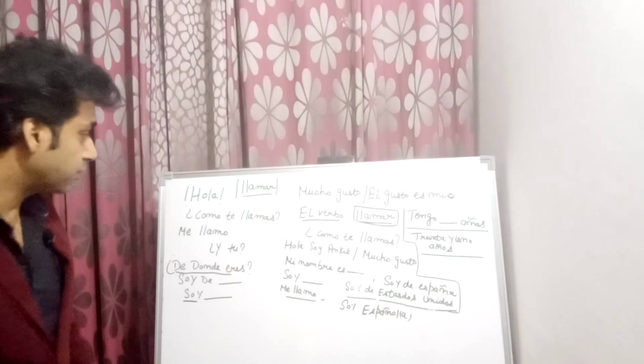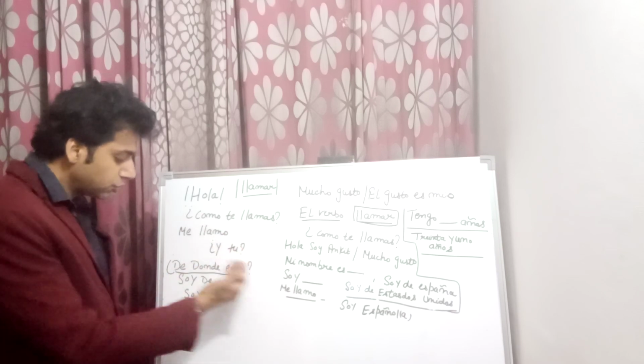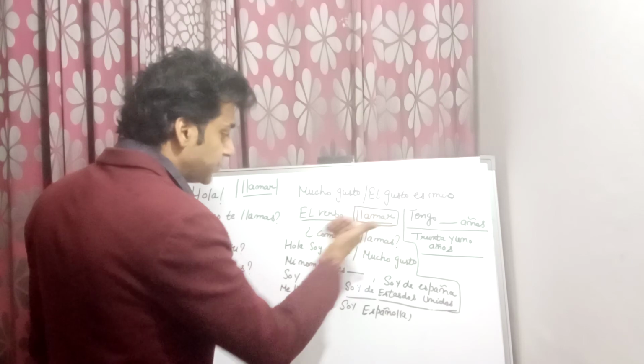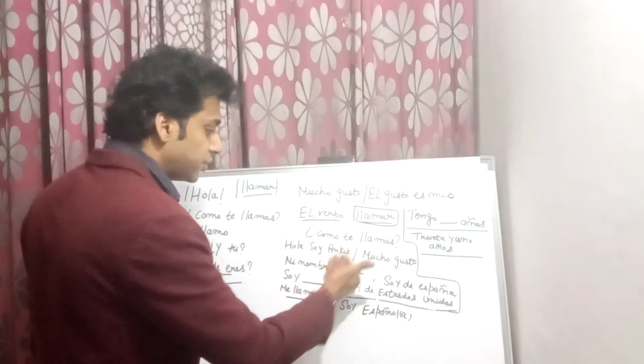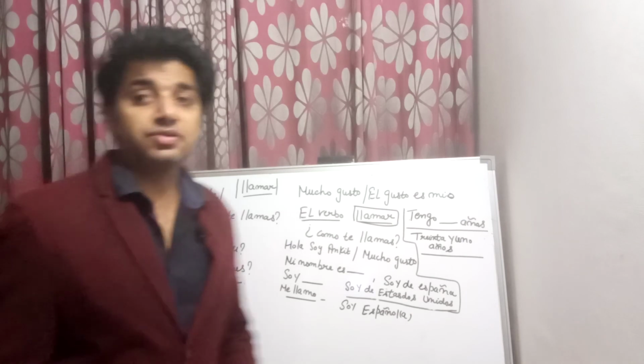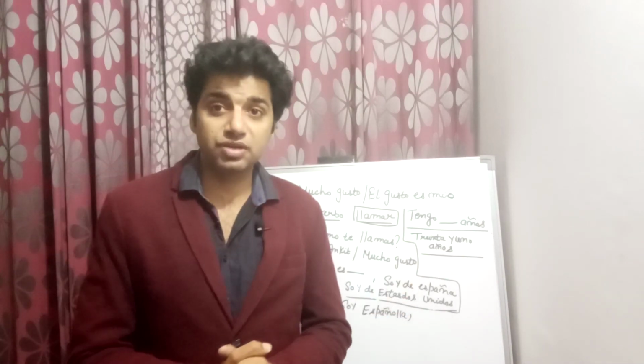So can you repeat one more time? Hola, ¿cómo te llamas? Me llamo. ¿Y tú? ¿De dónde eres? Soy de nationality. We have the verb llamar. ¿Cómo te llamas? Hola, soy Ankit. Mucho gusto. El gusto es mío. Tengo and your age and años. So I'm 31, so 31 años. Is that clear to you?